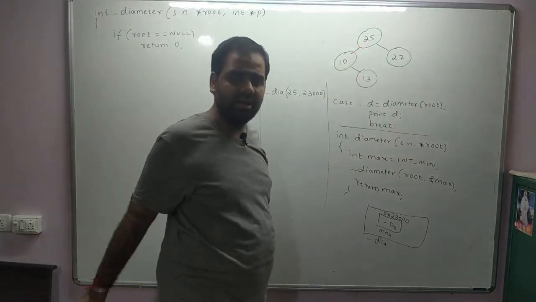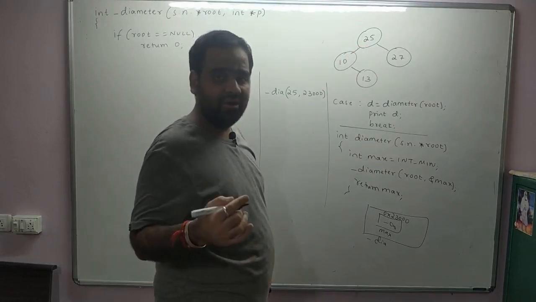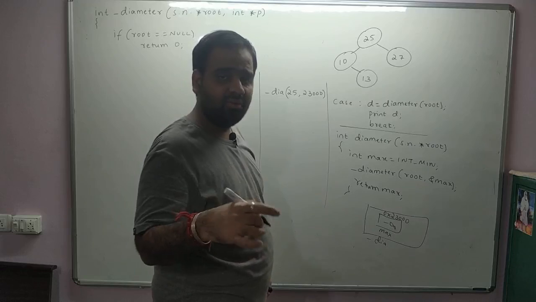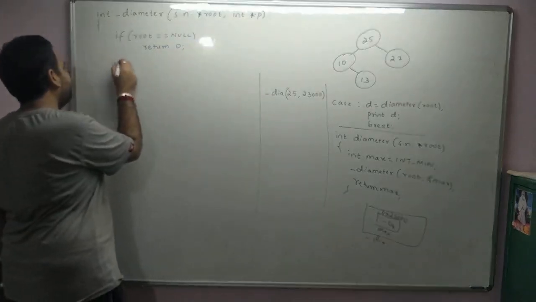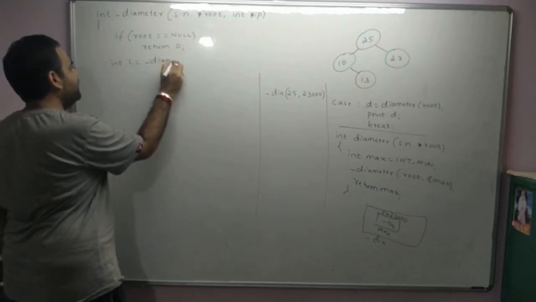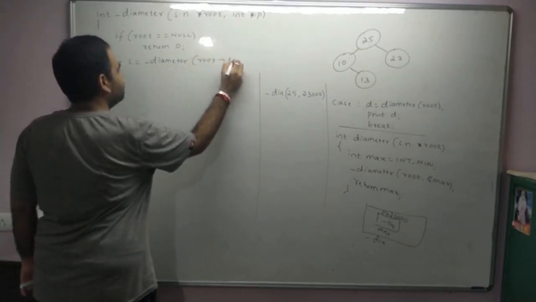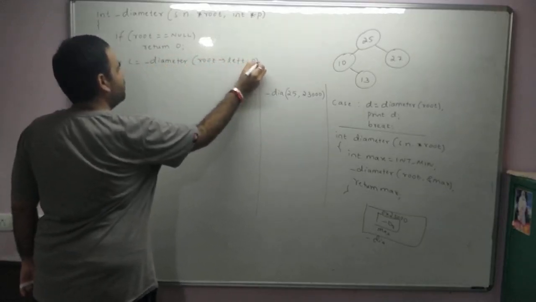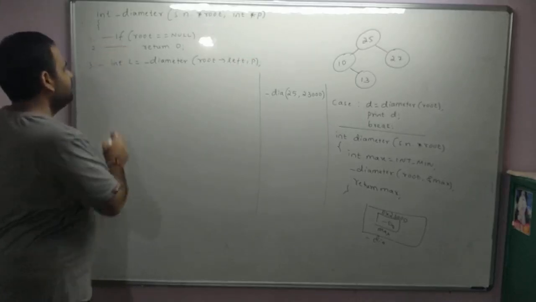Now what is the diameter? Diameter of a tree is nothing but the maximum of left height plus right height plus 1 for each and every node. I have said that already. That means I need to compute the left height. I say int L is equal to underscore diameter of root arrow left comma p. Now let's give the line numbers because this is recursion and we need to trace it.